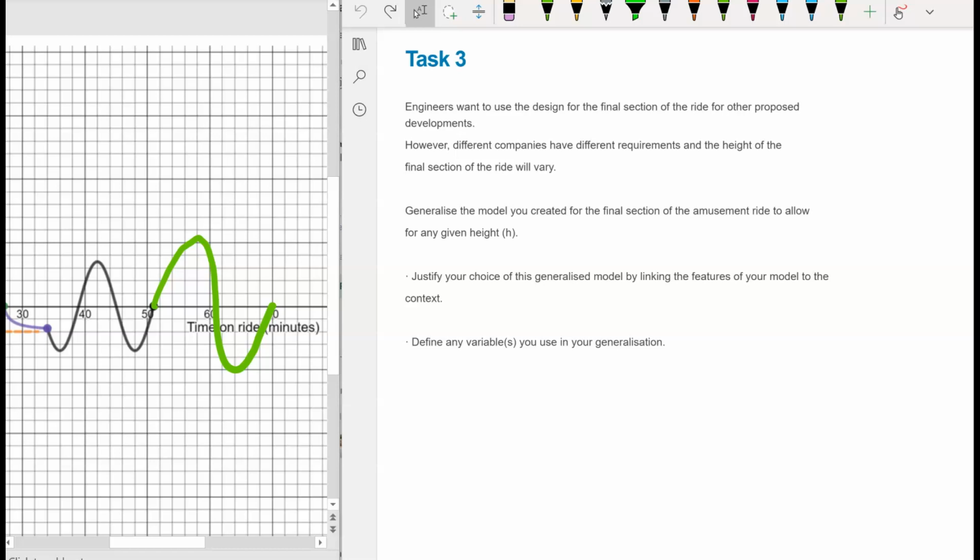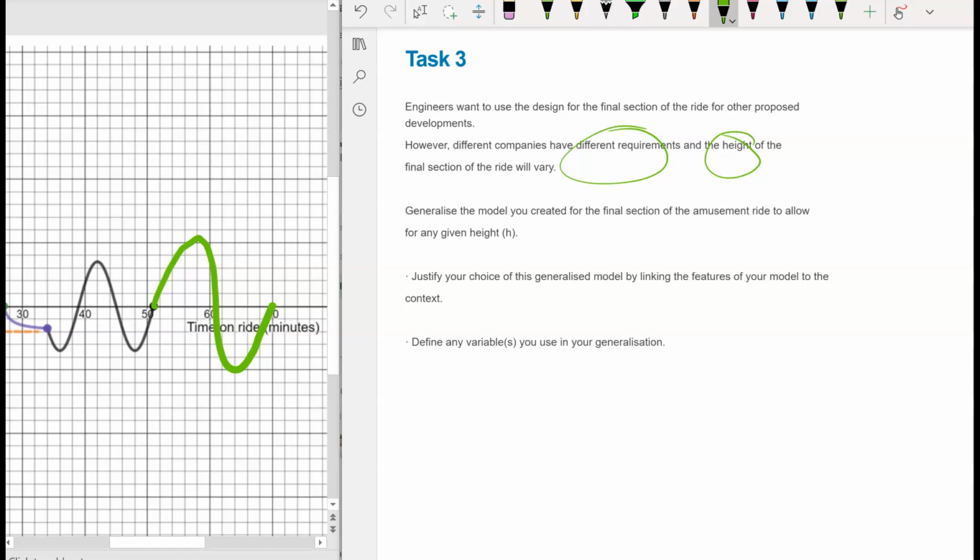This is our third and final video for the practice assessment on amusement rides. And what we've got is task 3, and basically engineers want to use the final section of our ride for other proposals. However, different companies are going to have different height requirements for the final section of the ride. So that's a really key thing, different height requirements.